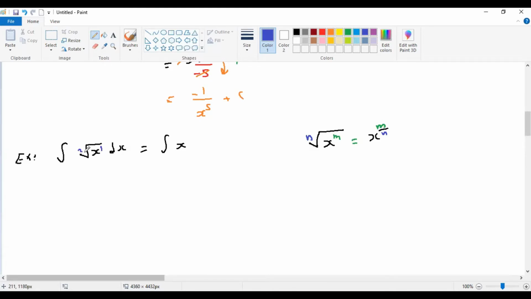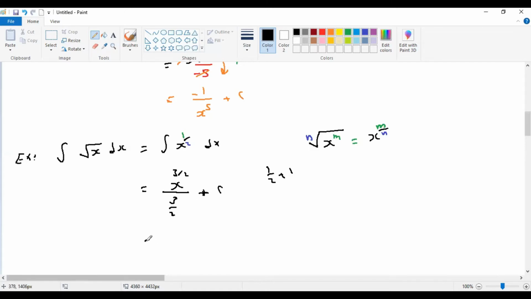No number means 2, because for the square root we don't write 2. So now I have x to the power 1 over 2, dx. Now what is that equal to? x to the power n plus 1 is the answer. So I have half plus 1, so 1 and a half, 3 over 2. Over 3 over 2 plus c is the answer.